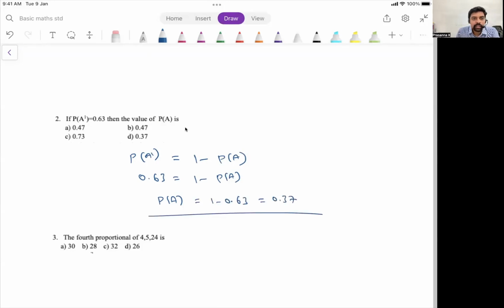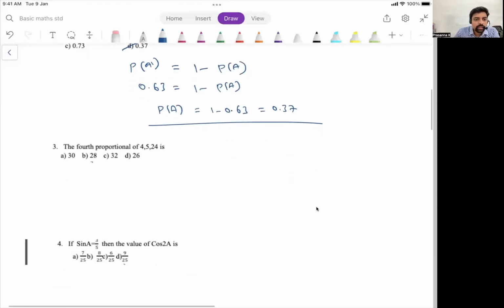My sincere suggestion is in the final exam, please use the calculator. I know the majority of the students will make a mistake here in 1 minus 0.63, and they will write 0.47, but it's actually 0.37. So please use the calculator, don't make these mistakes in the exam.